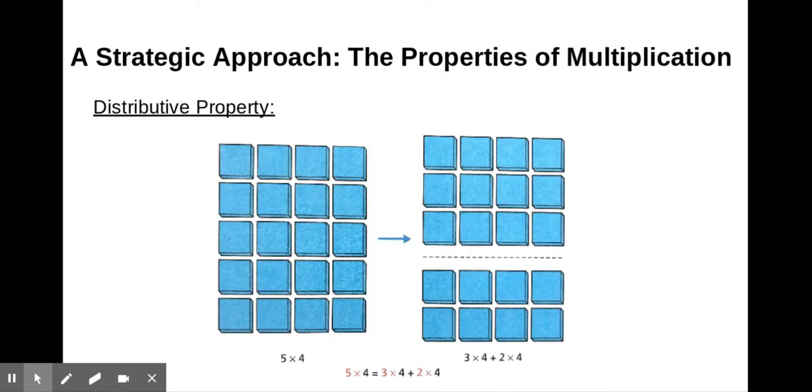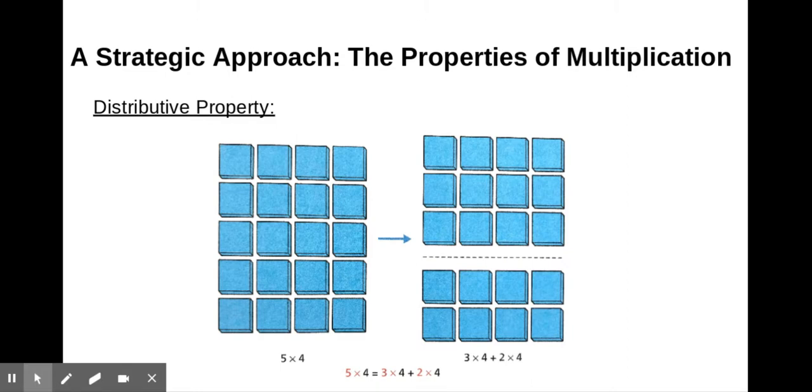Numbers in a multiplication expression can be decomposed to friendlier numbers. Students apply the distributive property of multiplication when they split or decompose numbers into smaller parts, and the products of those smaller parts can be added together, composed, to get the total. This type of thinking empowers students to be able to use a known fact to find an unknown fact.